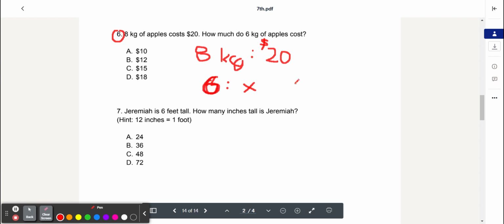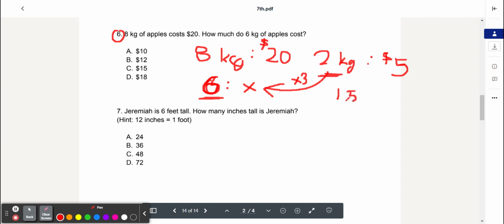So 8 to 20 simplifies all the way down to 2 kilograms is $5. And you can get that by dividing both sides by 4. 8 divided by 4 is 2. 20 divided by 4 is 5. Using this ratio, we just need to multiply by 3 to get the number we want here. Times 3, because 2 times 3 is 6. And 5 times 3 is $15. $15 for 6 kilograms of apples, and that's C.